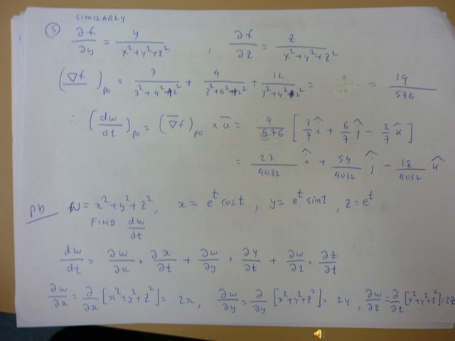w equal to x squared plus y squared plus z squared, x equal to e power t cos t, y equal to e power t sin t, z equal to e power t. So the way to determine dw by dt, we write down the equation.